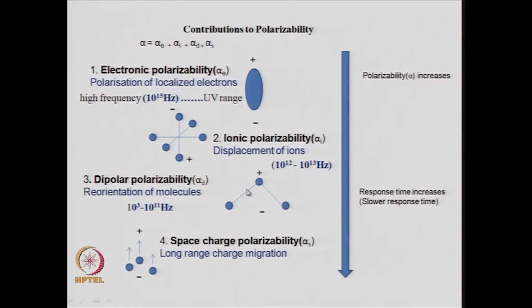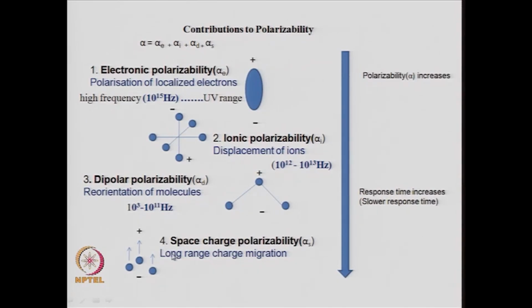then it will give rise to ionic polarizability. In dipolar molecules, there is no real charge, but there are dipoles. So, there are some delta positive and delta negative charges, and the molecules by their orientation can change their polarizability, and that is called dipolar polarizability, and that occurs at a frequency range between 10 to the power 3 to 10 to the power 11 hertz, much slower than the ionic polarizability or the electronic polarizability.